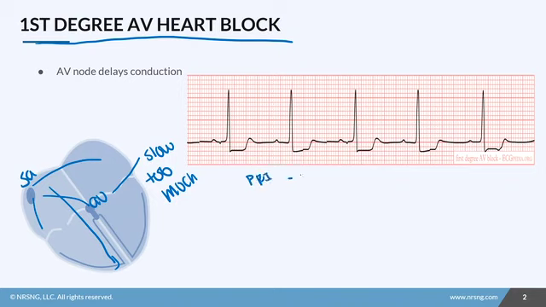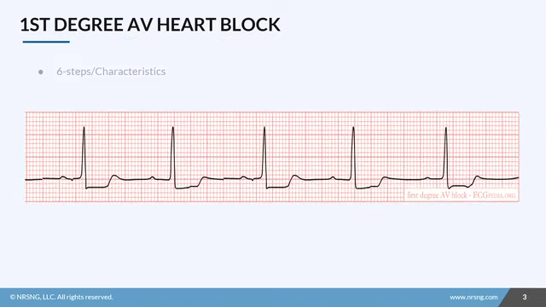Remember that a normal PR interval is from 0.12 to 0.20 seconds. So in first-degree heart block, the PR interval is greater than 0.20 seconds. And that just means that it is taking the electricity longer from the SA node to get to the ventricles because the AV node wants to act up and hold everything up. So let's go ahead and break it down a little further and do the 6-step method.